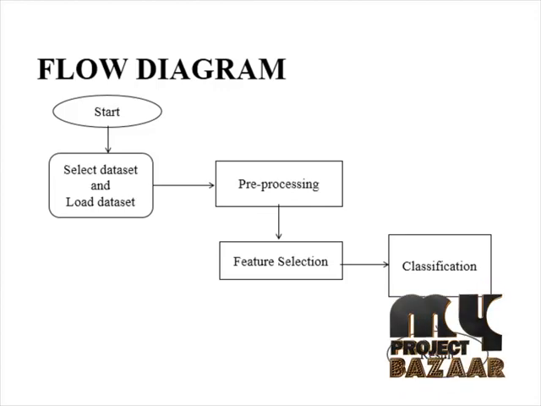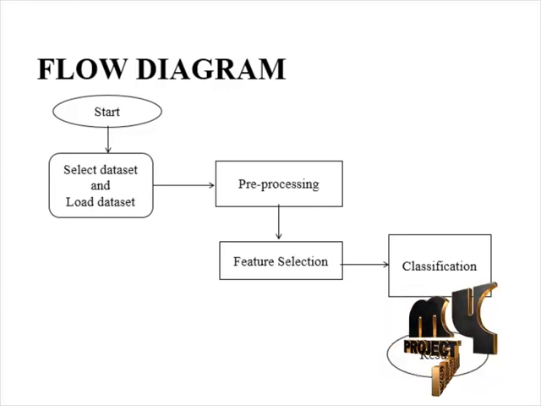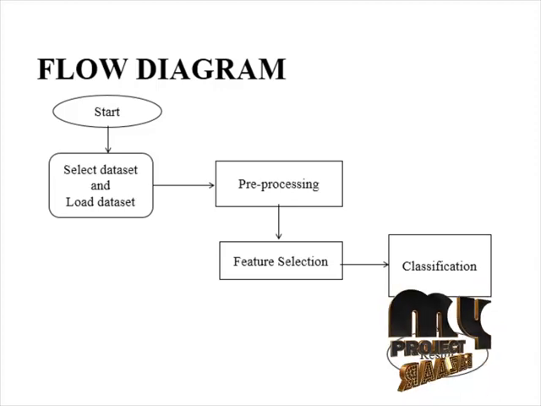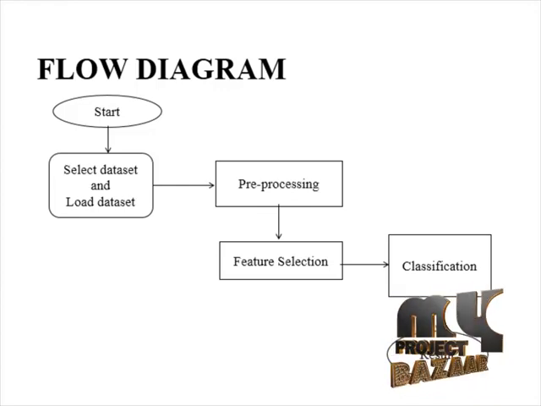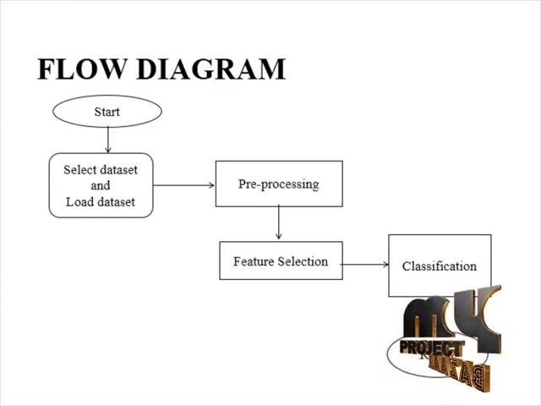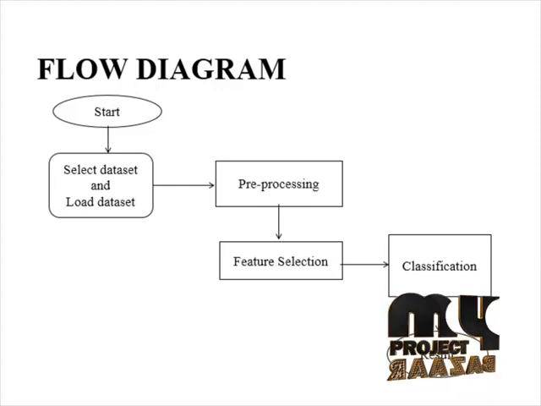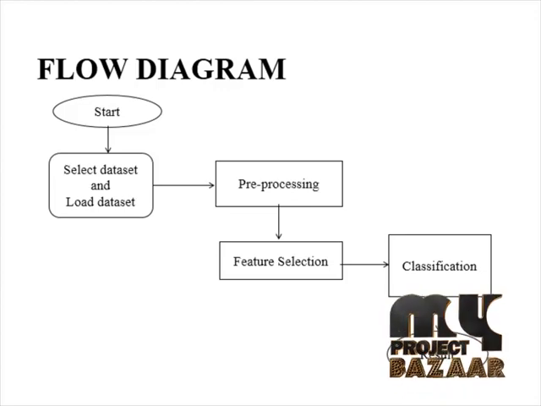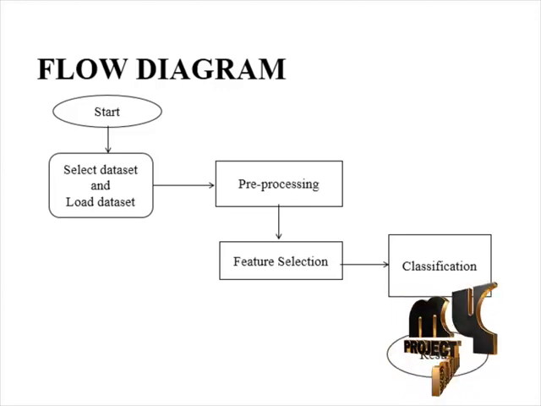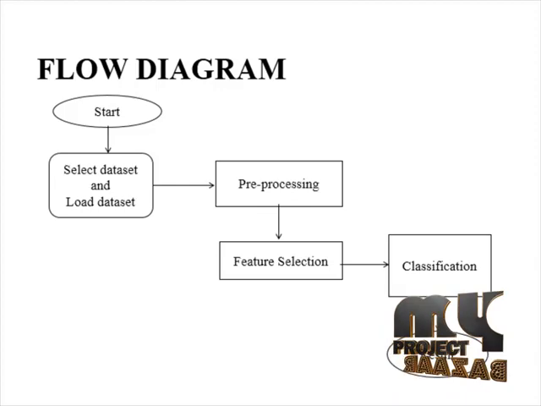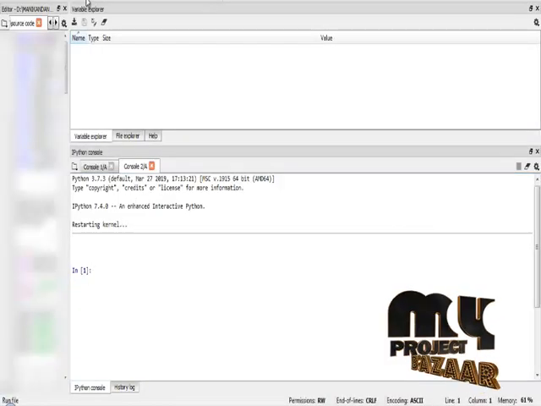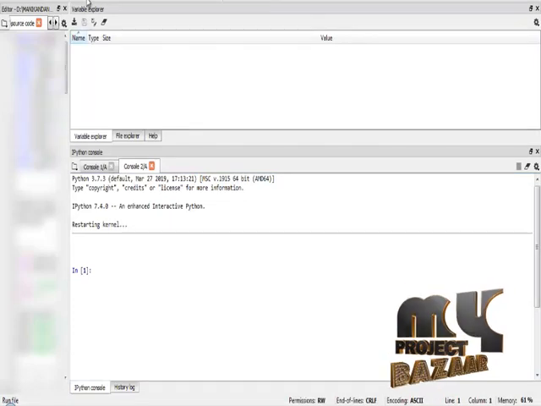In feature selection, or rather model selection, we need to select the independent variable and dependent variable. After selecting the independent and dependent variables, we need to split the data set into a training data set and a testing data set for both independent and dependent variables. After splitting, we have to implement the classification. In classification, we are using machine learning techniques to classify the data and predict the results based on accuracy, precision, recall, and F1 score. I am going to run my project in the Anaconda Navigator Spyder IDE.